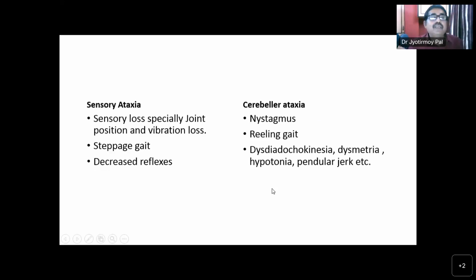Now, how will we differentiate? A very important question. In sensory ataxia, there will be sensory loss, particularly joint position and vibration sense loss, there will be a steppage gait, and reflexes will be lost. But in cerebellar ataxia, we will get a reeling gait, nystagmus, dysdiadochokinesia, dysmetria, hypotonia, and pendular jerk.